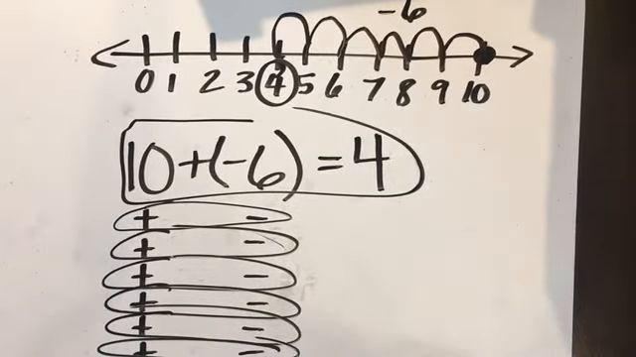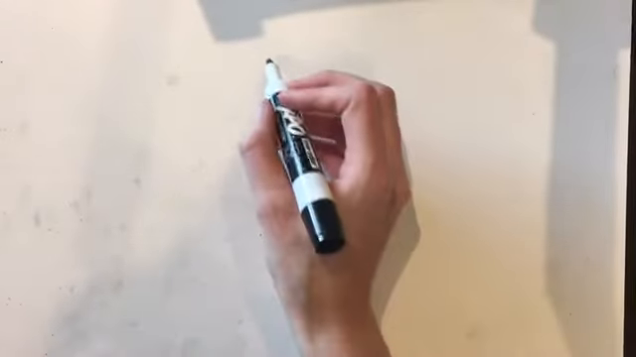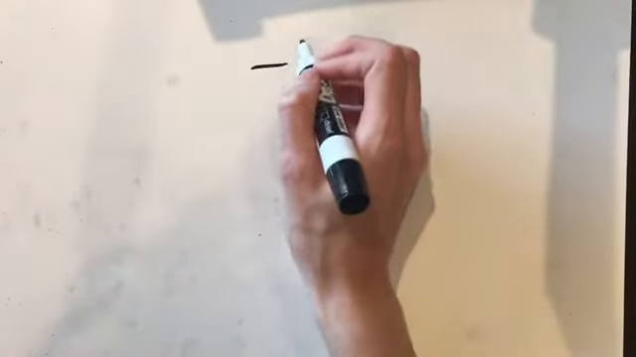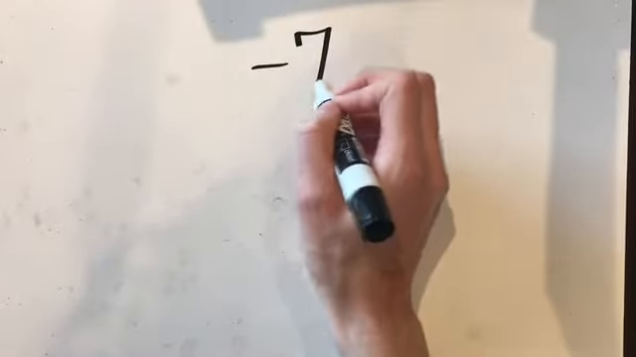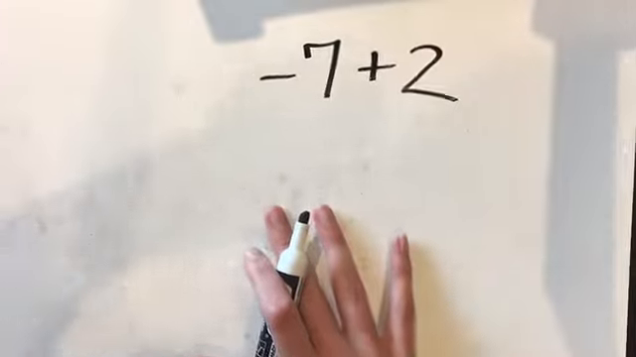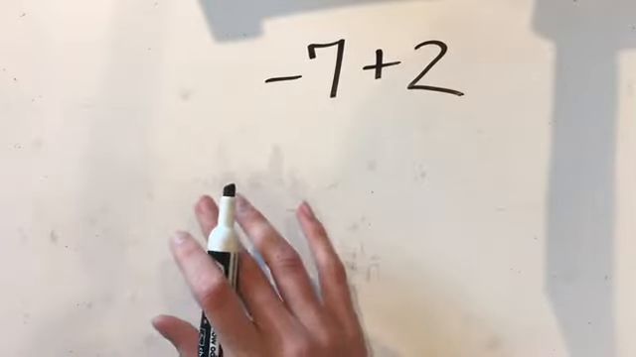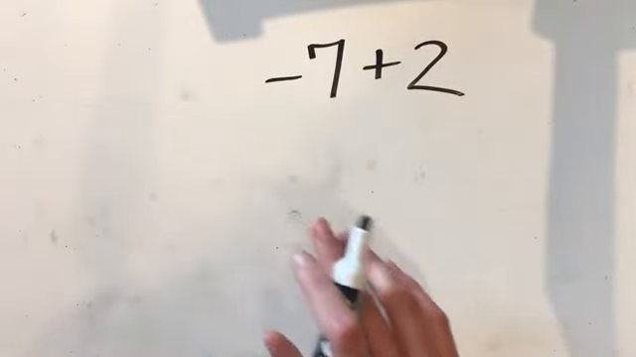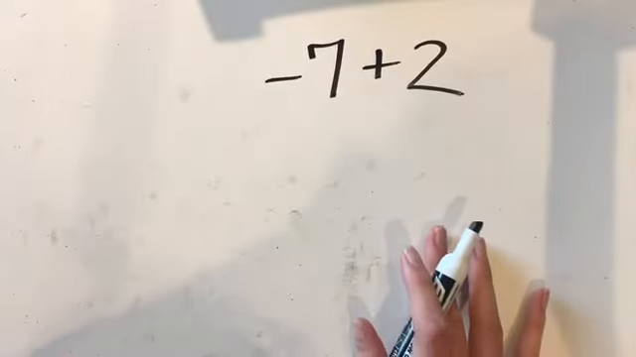All right, let's try another one. At the end of this lesson, we're going to come up with some rules together. Well, when I say together, I really mean me, but I want you to think about them, okay? So what about this one? What if they give us -7 plus 2? -7 plus 2. Again, I'm going to show you modeling this two different ways, okay? So two different visual representations.